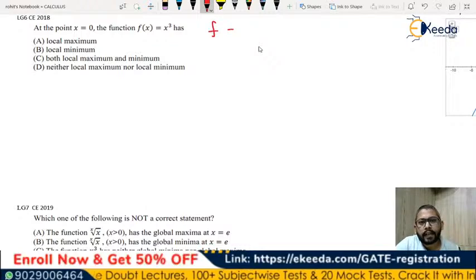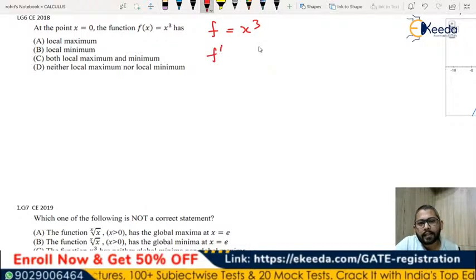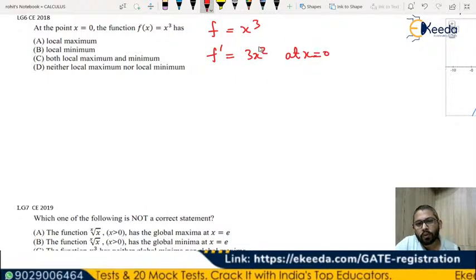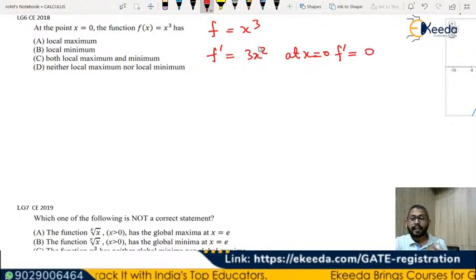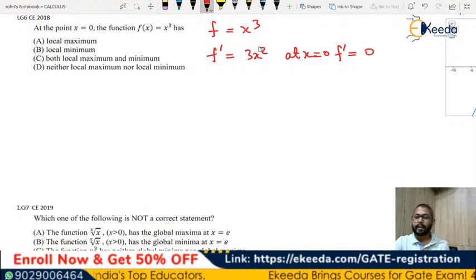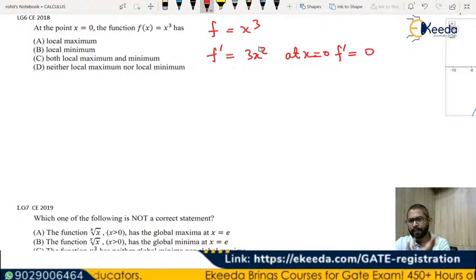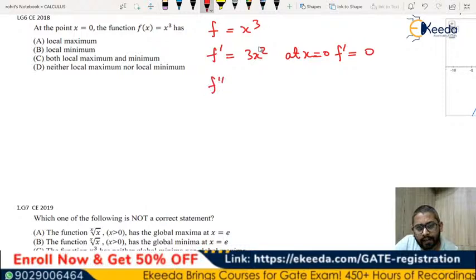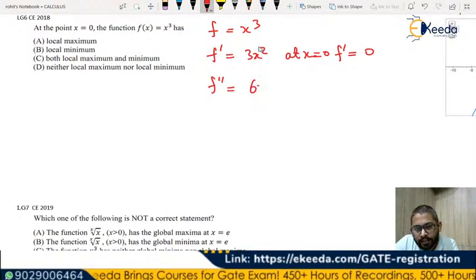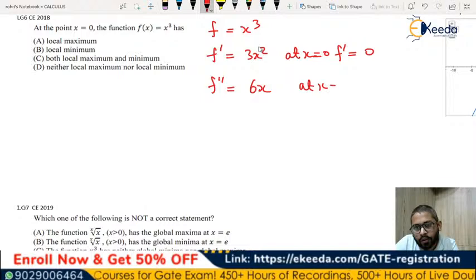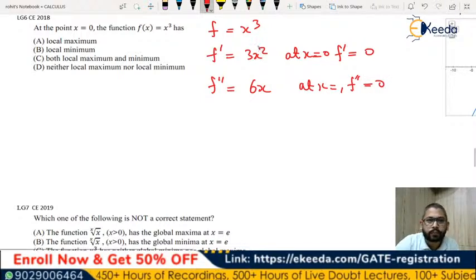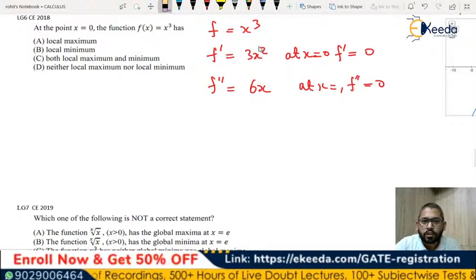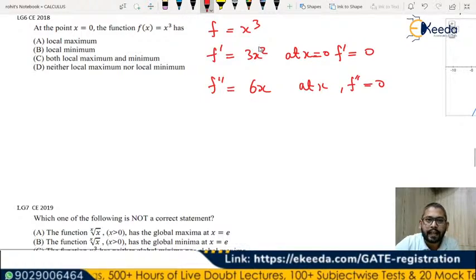So if f is x cube, f dash is going to be 3x square, and at x equal to 0, this f dash is going to be 0. If f dash is 0, you can say that it is going to be a stationary point. We are expecting extrema, like maxima or minima. But the second derivative of this function is going to be 6x, and at x equal to 0, again the double derivative is also 0. So the first derivative is also 0, the second derivative is also 0.